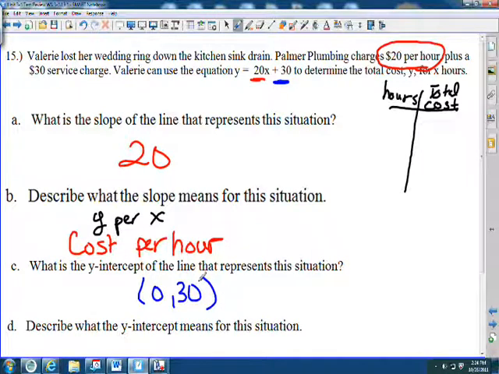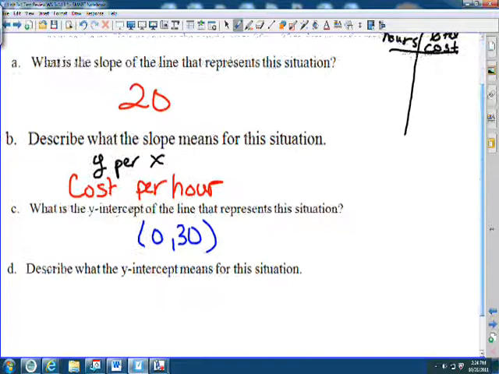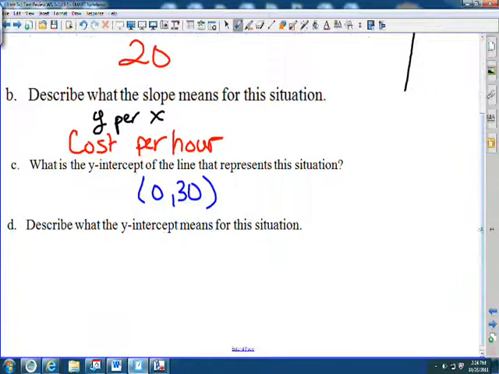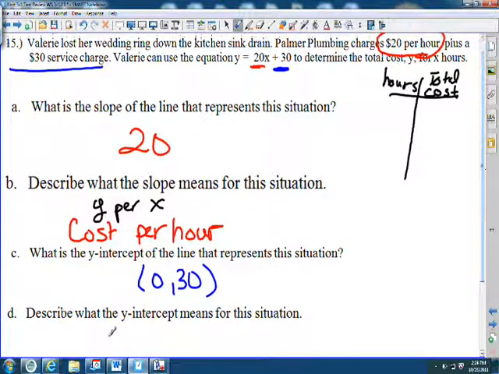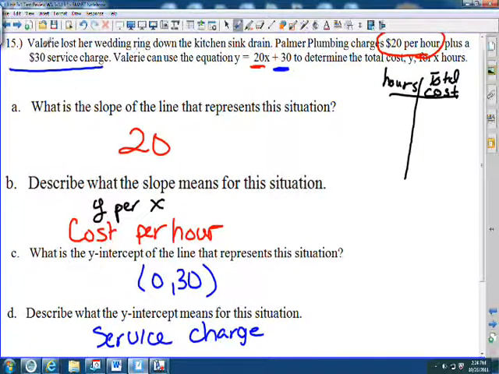What is the 30? It says it right here in the word problem. It's a service charge. We don't have any more questions here. Once you know what number it is, go back in your problem and figure out what's with that number. Right here it says $30 service charge. That's how I knew the y-intercept was 30 from my equation. I knew that I could use that as a service charge.